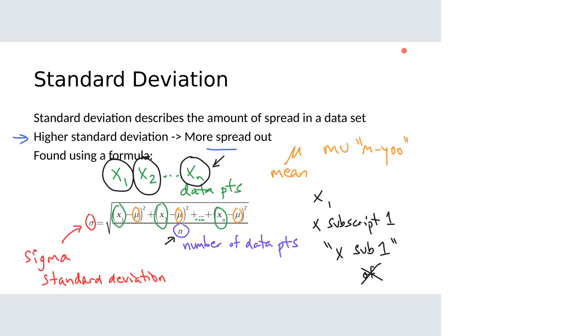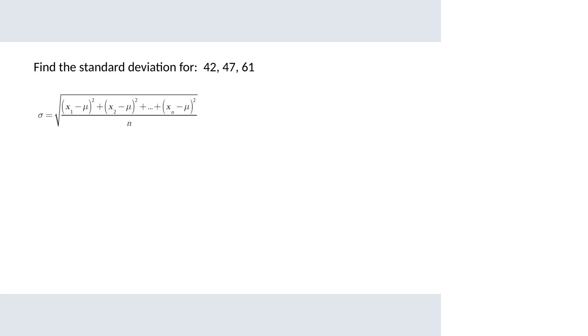Let's take a look at one. Find the standard deviation for the data set 42, 47, 61. Your first thought here might be, there's only 3 data points. I mean, come on, how many data sets really only have 3 data points? And you'd be exactly right. Not very many data sets have only 3 data points. But for our purposes in finding standard deviation, I want to know if you can use this formula. And I don't need to have 12 data points in the data set to know whether or not you can use the formula.